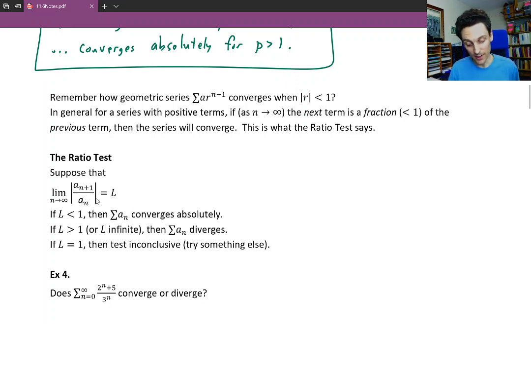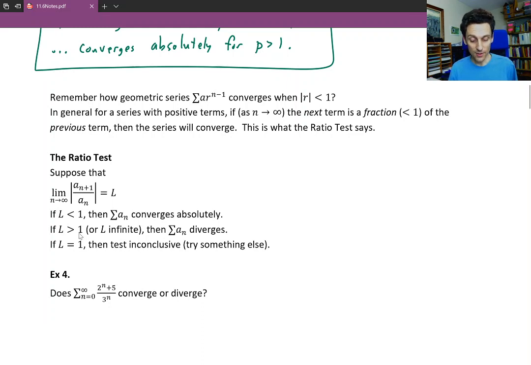And then we're going to put some absolute value bars around this to make the expression positive. Suppose this limit is equal to L, which will again be some positive number. It could be positive infinity as well, so we'll consider that case. Based on what L is, that tells you if the series converges or not. If L is less than 1, a proper fraction between 0 and 1, like a half or a tenth or 2/3, then the original series is going to converge absolutely.